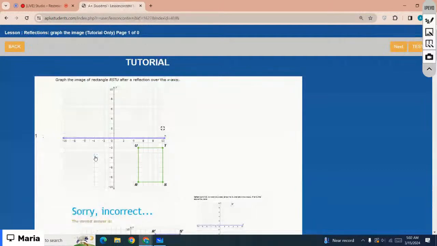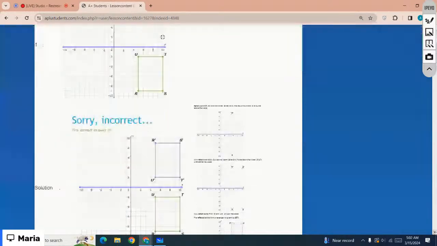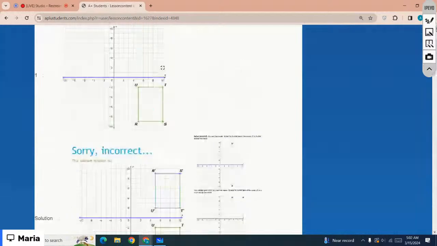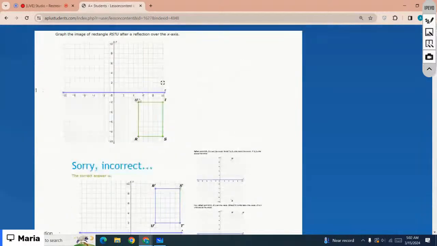Graph the image of rectangle RSTU after a reflection over the x-axis, right? So you have to graph this rectangle and the reflection is over the x-axis, right? Reflection means when you see in the mirror, that is just the reflected image, right? So the reflected image over the x-axis is the coordinates are exactly same.